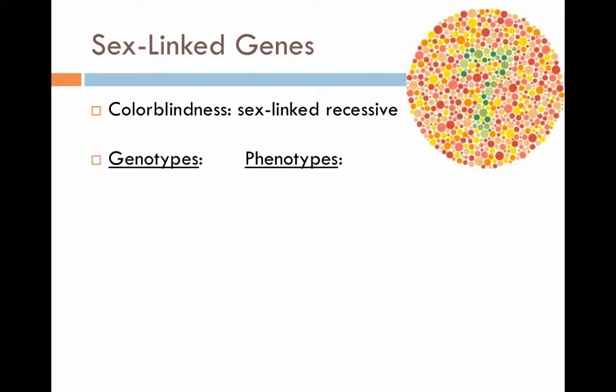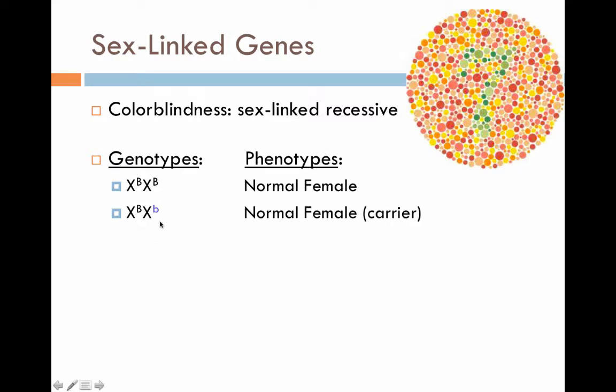Let's look at their genotypes. Color blindness is sex-linked recessive, just like hemophilia, so I'll represent it with a lowercase b. This is a normal female. She does not have any sex-linked recessive colorblind allele, so she's X big B, X big B. This is a woman who's also normal, but you'd call her a carrier because she carries the colorblind recessive allele on one of her X chromosomes.